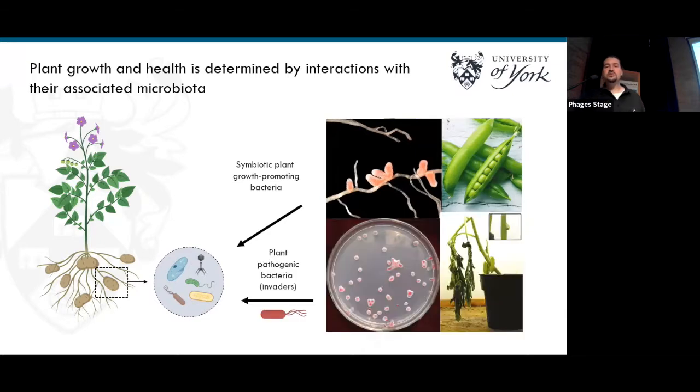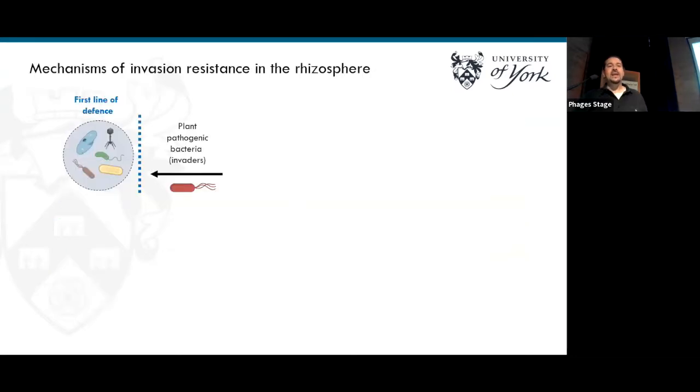but you also have pathogenic bacteria that can be seen as invaders. What I mean by invaders is that they don't necessarily get to the plant right away. They have to go through this microbiome to be able to infect the plant. And this microbiome forms the first line of defense. There might be multiple different ecological mechanisms that are preventing these invasions.